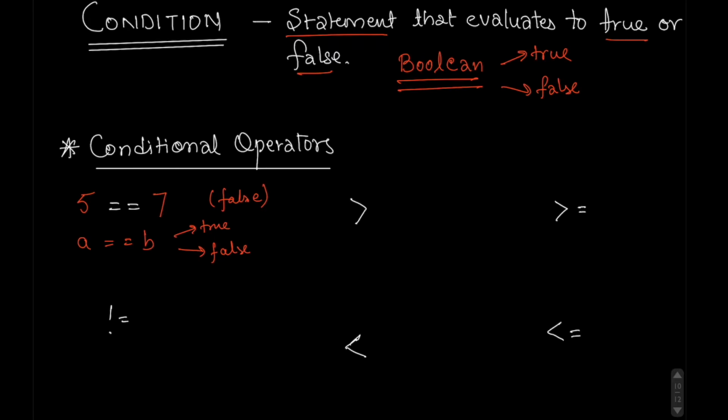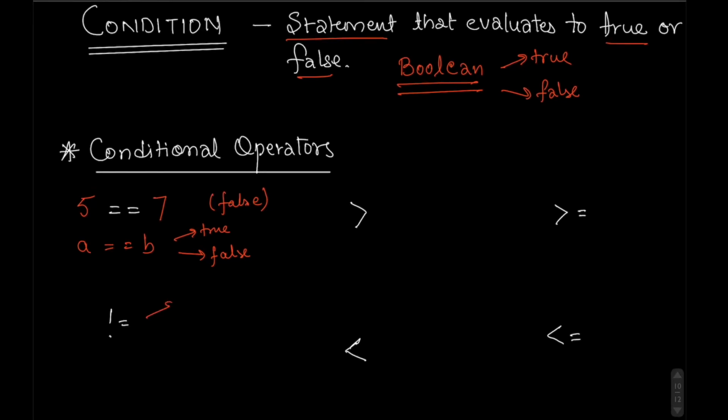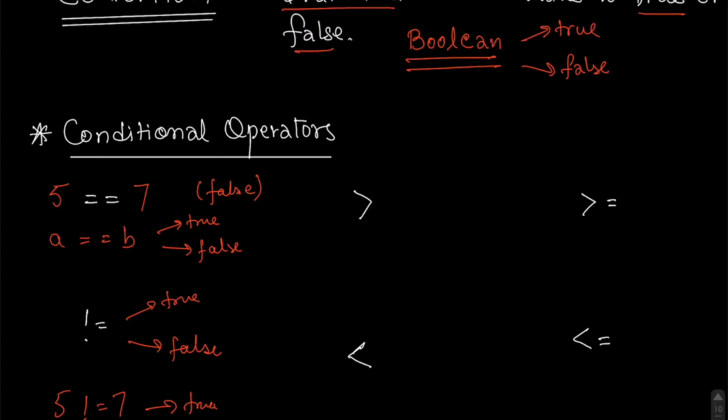The second operator is not equals to. From the name itself we can understand that if two operands are not equal, then it evaluates to true, else it's false. It's basically a counterpart of the equals to operator. As an example, I can say that 5 not equals to 7 will evaluate to true.